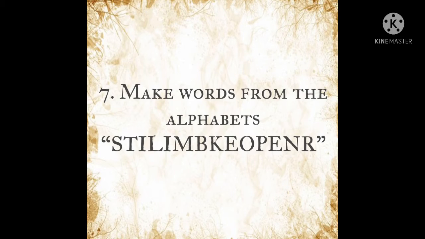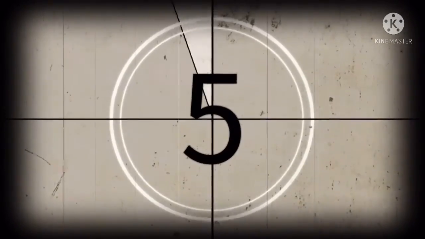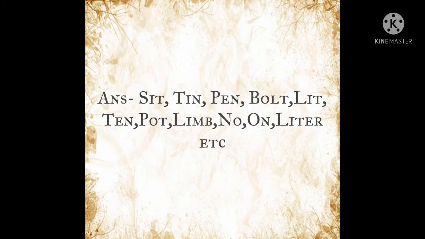Make words from the alphabet STILIMBKEOPENR. So the answers are sit, tin, pen, bowl, lit, ten, pot, limb, no, on, liter, etc. There are many more.